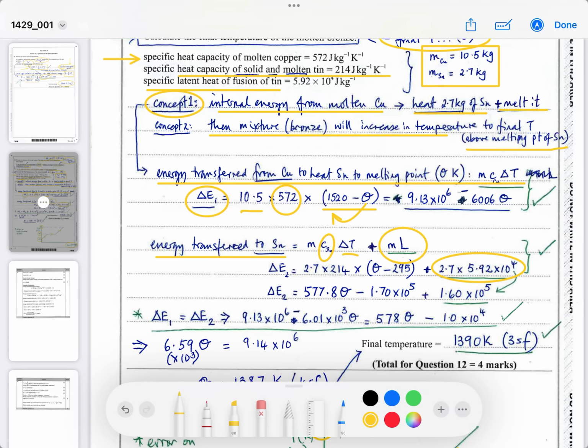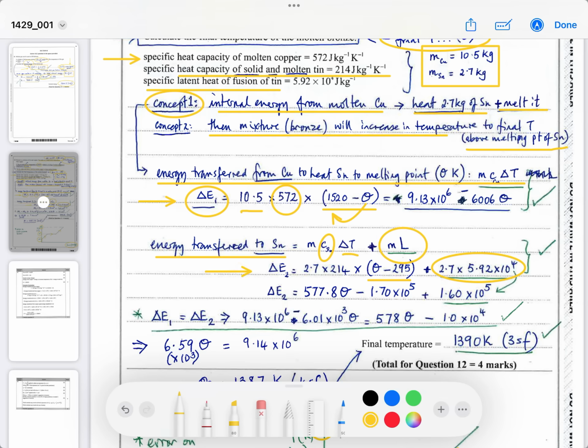And this time I put the final temperature minus the initial temperature. And I think for the copper, I should have put theta minus 1520. I'll have a look at the mark scheme afterwards and see what they've done. So this is, if you like, the energy 1 must be equal to the energy 2, because this is the energy being lost by copper, and it should be equal to the energy being gained by tin.